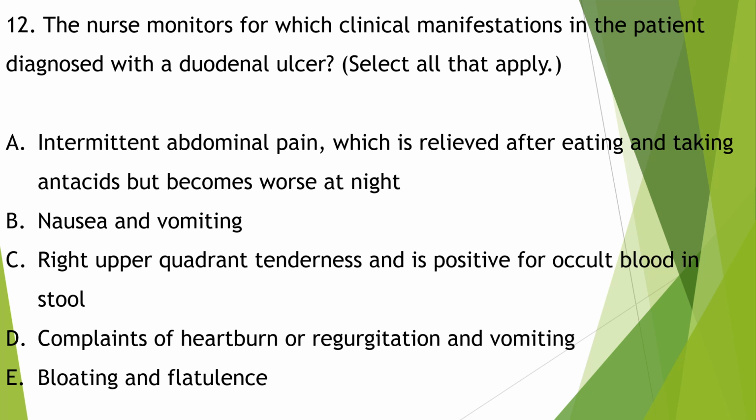So in a patient with duodenal ulcer, there will be intermittent abdominal pain which is relieved after eating and taking antacid but becomes worse at night. And there will be right upper quadrant tenderness and positive for occult blood in stool. There will be complaints of heartburn or regurgitation and vomiting in patients with duodenal ulcer.